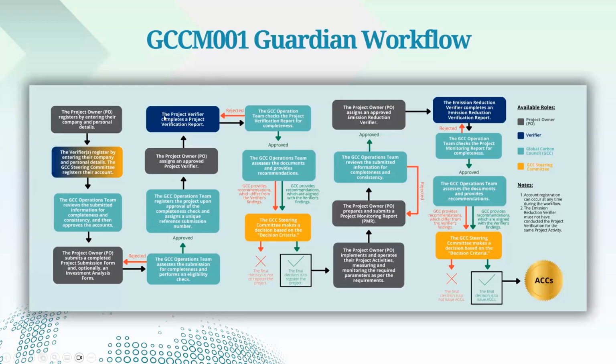Now we're back to the project verifier where they can complete this verification report, submit it to GCC where they can either approve or reject. If it all looks correct, we move into that approval step. And they're going to go ahead and assess this document and determine if the recommendations that the verifier has made are aligned with the recommendations that they have. If it's not, then we're going to have a button where they can go ahead and leave a comment for feedback for the GCC steering committee to see and know that our recommendations were not aligned with the verifier.